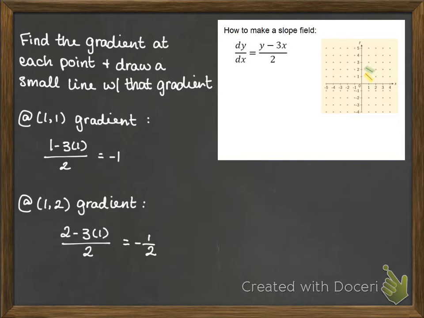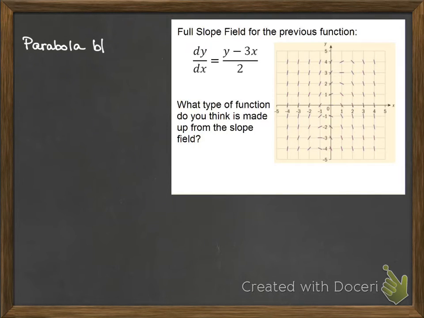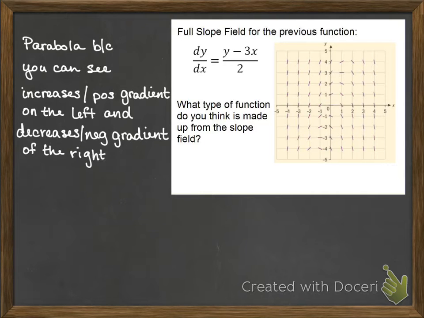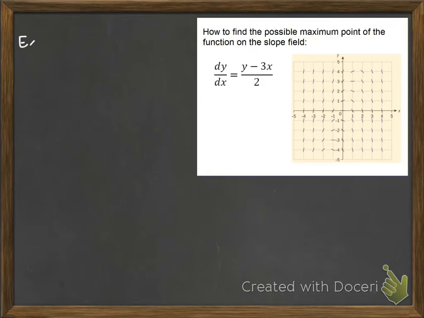So here's the thing. Slope fields can be very time consuming. IB is not going to make you do every single line, but they will want you to know how you can find one. So what type of function do you think is made up from it? If you look on the left side, your gradients are increasing, and then further on the right, they're decreasing, and they kind of do a hoop. So we can assume this is going to be a parabola.